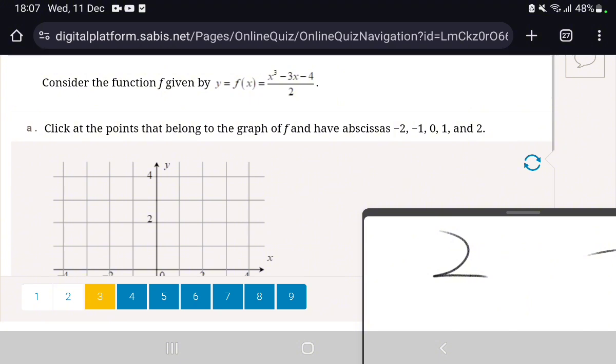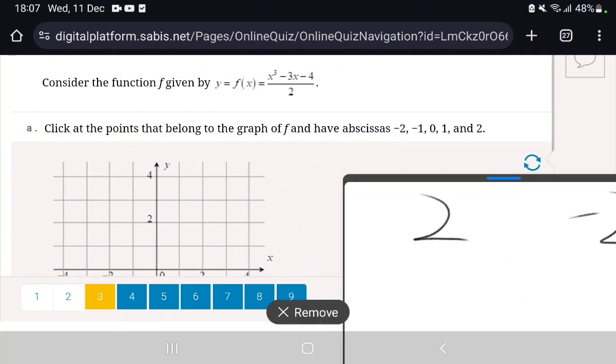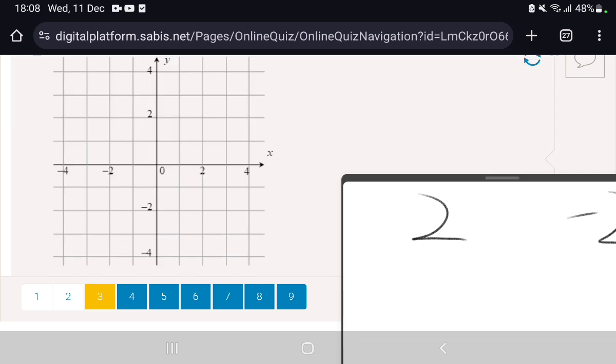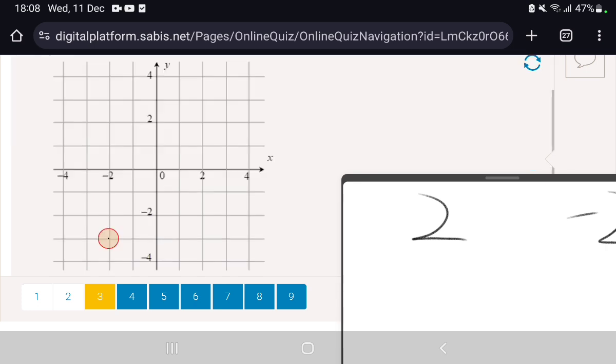For this one, we substitute by all of these numbers. So for the first one, the first number will be negative 8 plus 6 minus 4 divided by 2, which will give us negative 3. So we put negative 2, negative 3, which will be right here. If we substitute by negative 1, it will be negative 1 plus 3 minus 4 divided by 2, which is negative 1. So negative 1, negative 1.